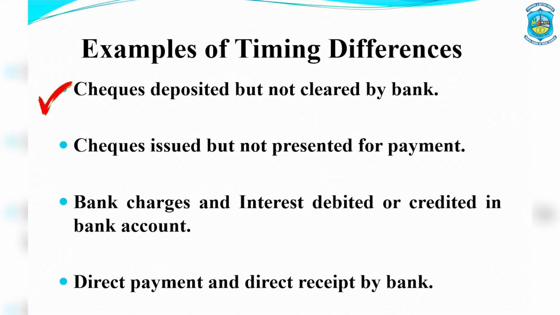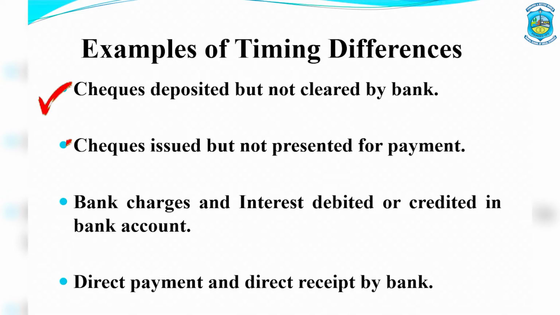Before depositing these checks in the bank, we must have received those checks from our debtors, from our customers. After receiving those checks from our customers, we must have debited those checks in our cash book. After debiting those checks in our cash book, we must have deposited these checks in the bank, but the bank has not cleared those checks yet. So this is one of the examples of timing difference.